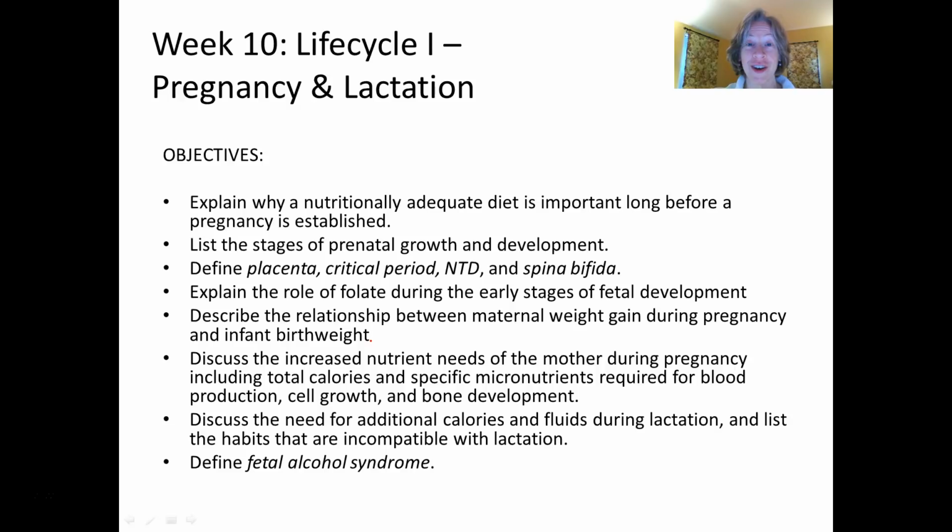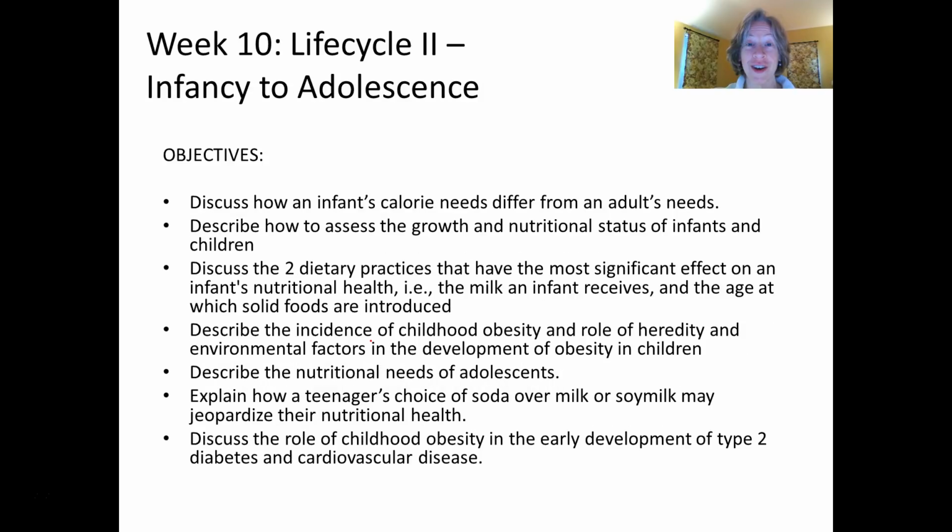All right, so we talked about fetal alcohol syndrome. I don't think I have it on your exam. So let's move on to infancy to adolescence.